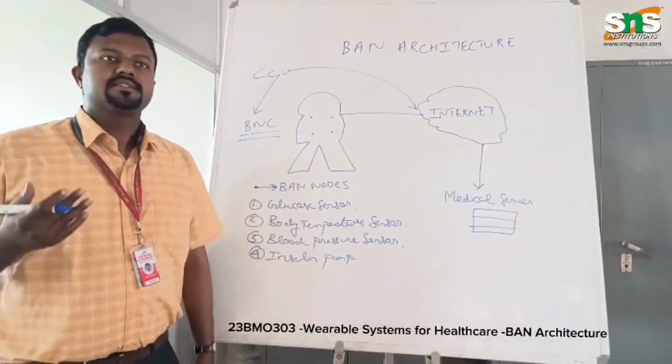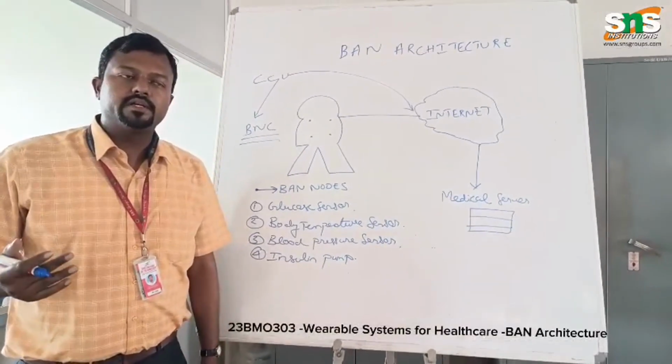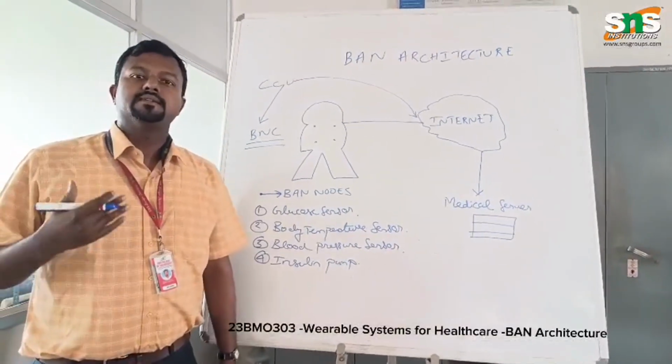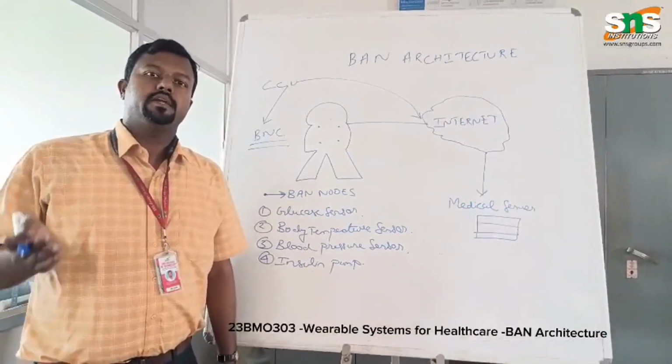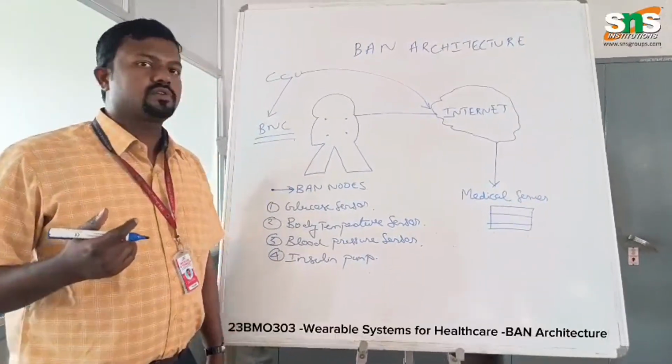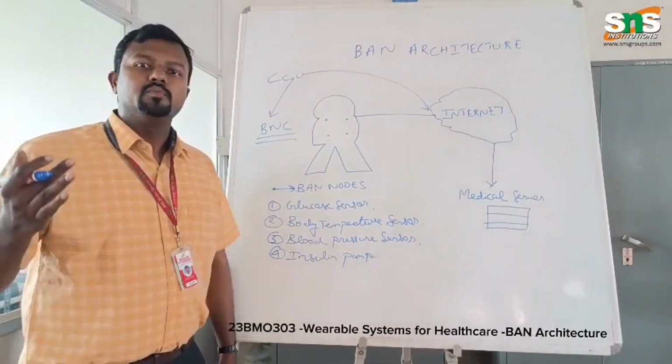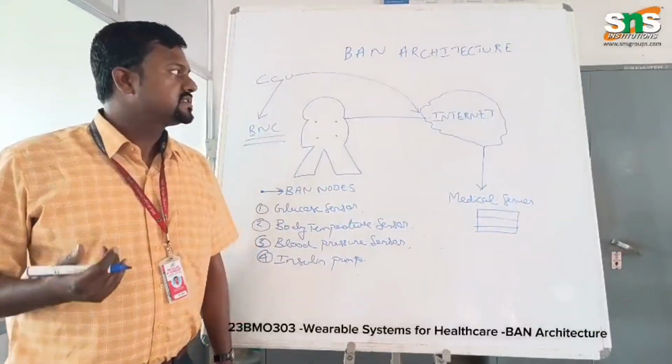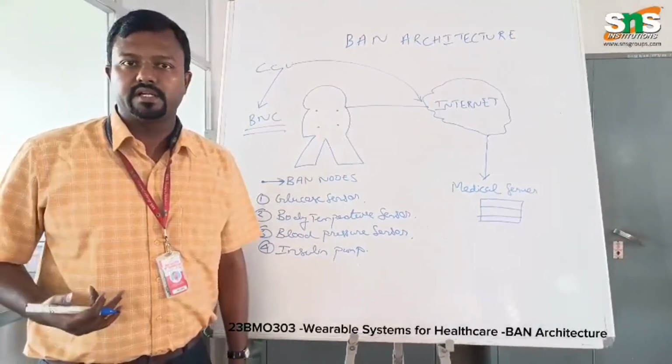For example, some parameters will be monitored during the surgery time and some parameters will be monitored before and after the surgery and throughout the process. This is called as BAN architecture. To monitor such kind of things, this BAN architecture plays a vital role.